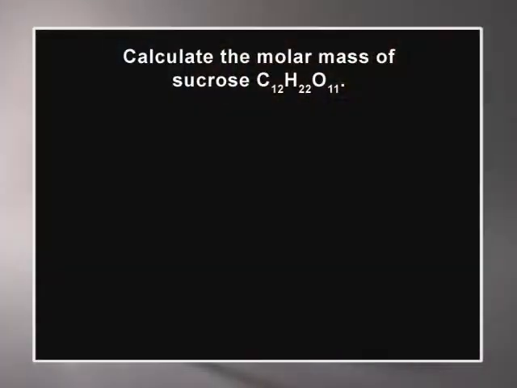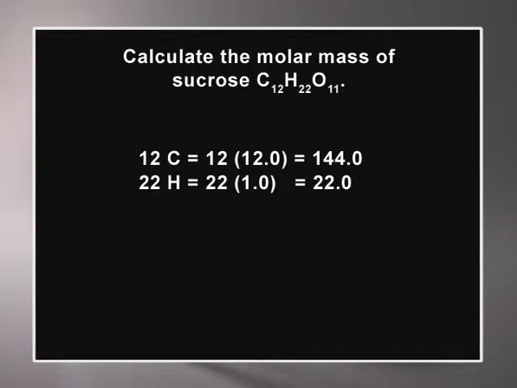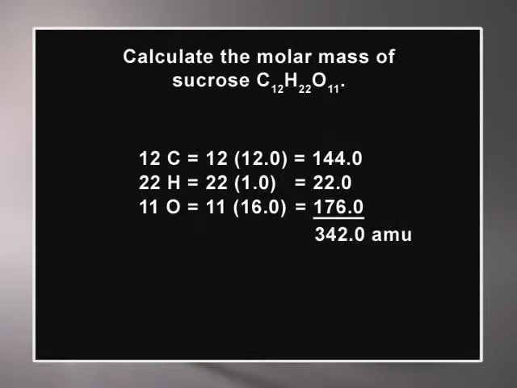Let's do another. Calculate the molar mass of sucrose, C12H22O11. Okay. 12 carbons at 12 AMUs each is 144 AMUs, plus 22 hydrogens at 1 each is another 22 AMUs, plus 11 oxygens at 16 each for an additional 176 AMUs, gives us a total molecular weight of 342.0 AMUs per molecule, or a molar mass of 342.0 grams per mole.